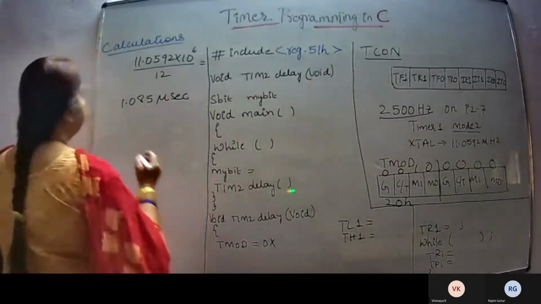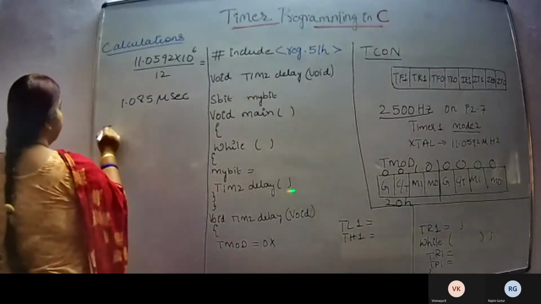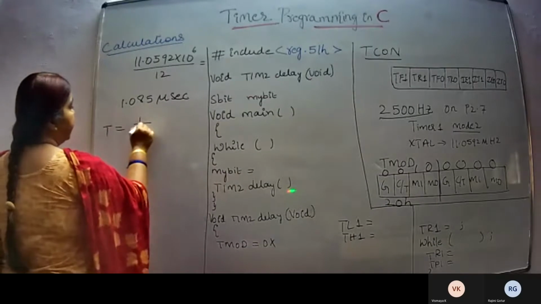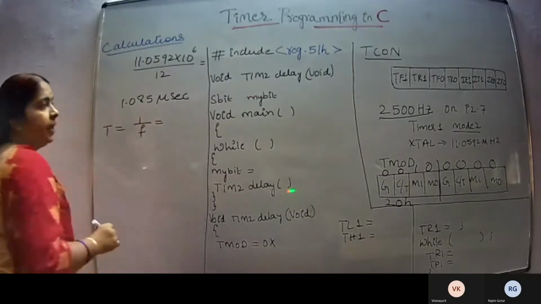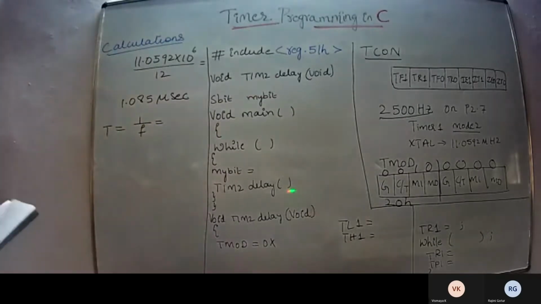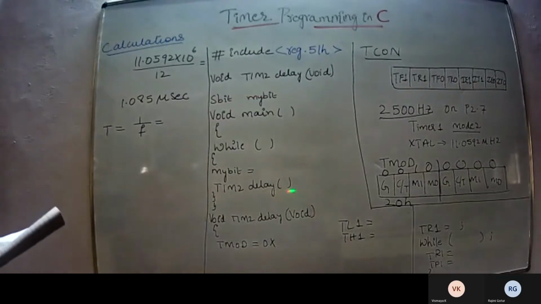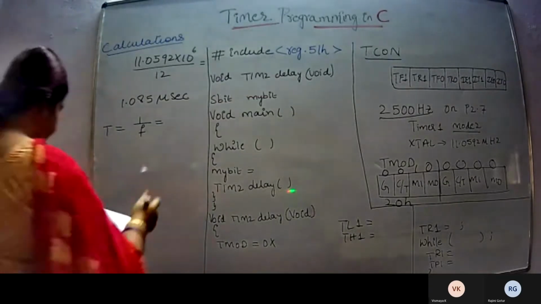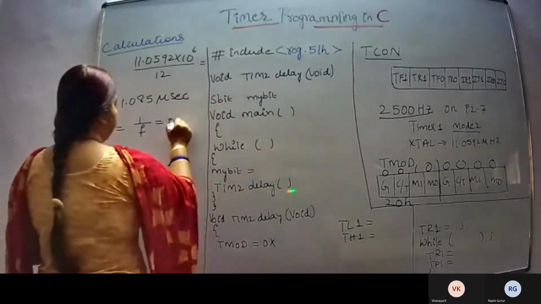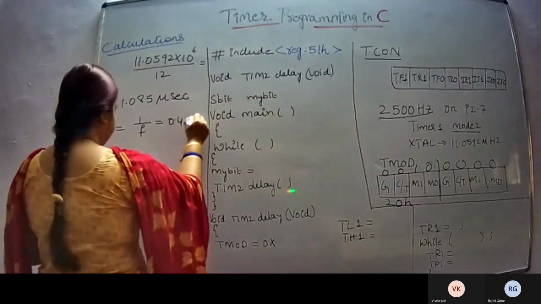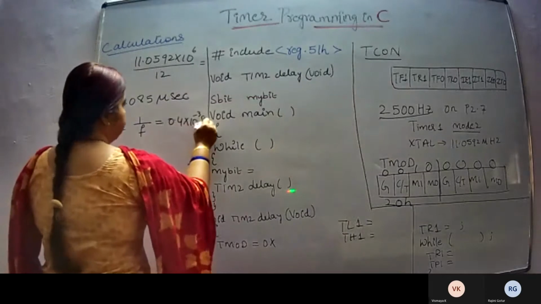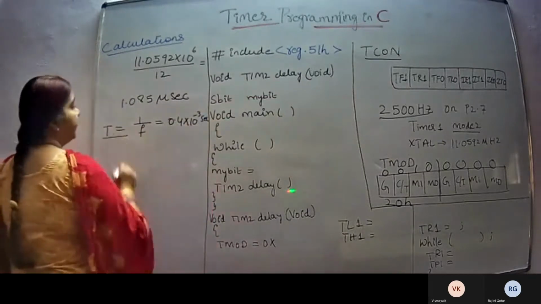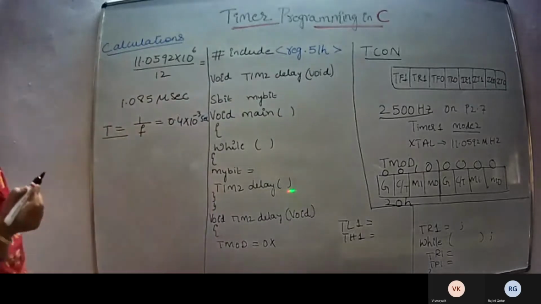Next, we have to go with the frequency. Since they have given frequency, you have to find the time period. Time period is nothing but 1 by frequency. If you calculate it, you get 0.4 into 10 power minus 3 seconds. This is the time period of one complete on and off cycle.